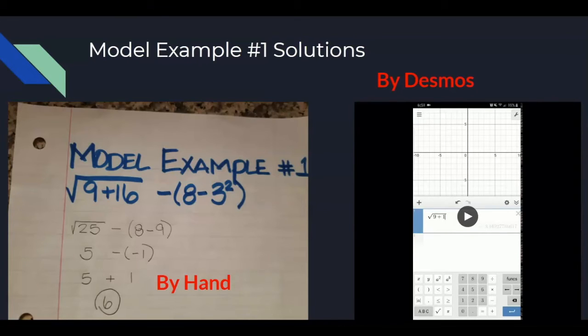On the left, you see where I've done the problem by hand, simplifying the 9 plus 16 under the square root, and that gets 25, and then doing the square root of that gives me 5. Then I do the quantity inside the parentheses, 8 minus 3 squared, doing the exponents first, and then subtracting. And then I bring it all together and get an answer of 6. Now I will show you how to use the Desmos calculator to do the same expression.